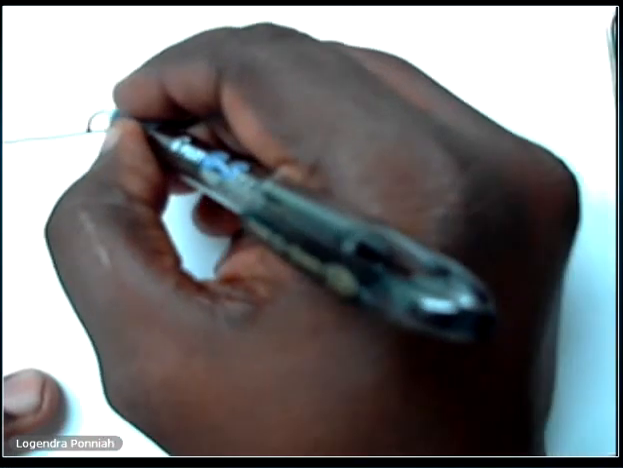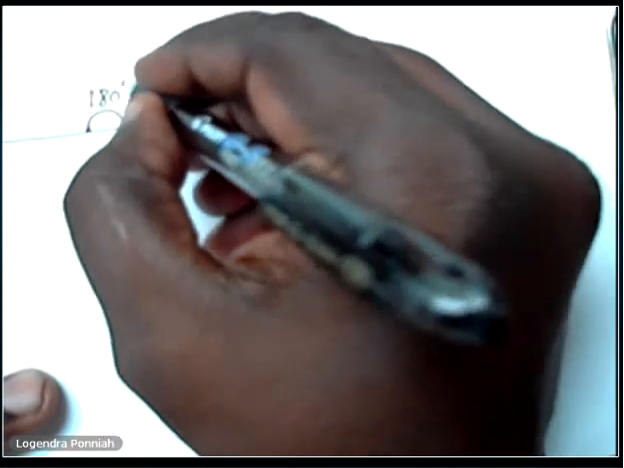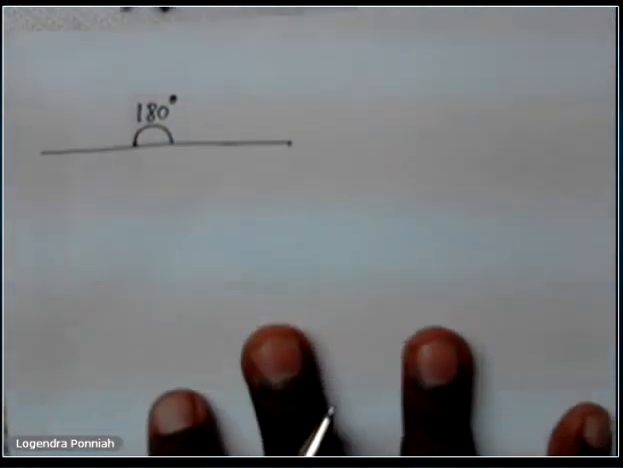Okay. Now, the first question is something very straightforward: angles on a line. You must always remember, in a straight line, this angle from here to here is 180 degrees. That is your first concept. You must remember a straight line is always 180 degrees.